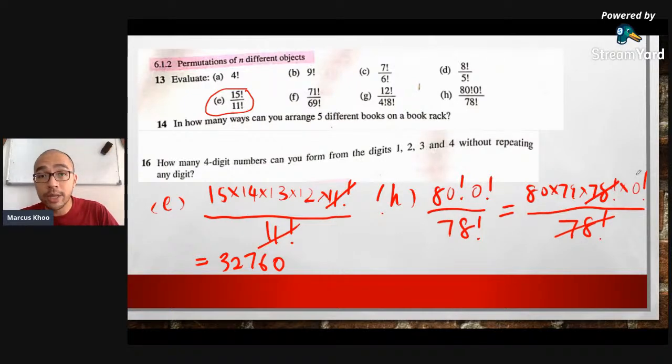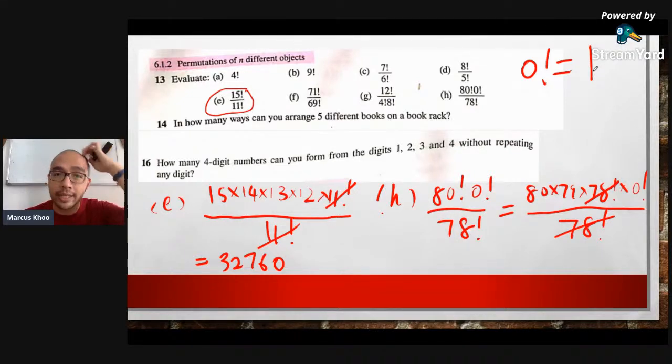Okay, and this brings us to a very important piece of information. 0 factorial is actually equal to 1. It is not 0. Why is 0 factorial equal to 1? It is something that is studied at university level, which I'm not going to prove today. I just want you to know that 0 factorial equals 1. Not everything that involves 0 is equal to 0. Please know this.